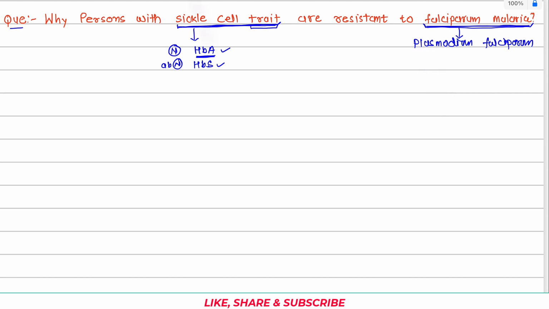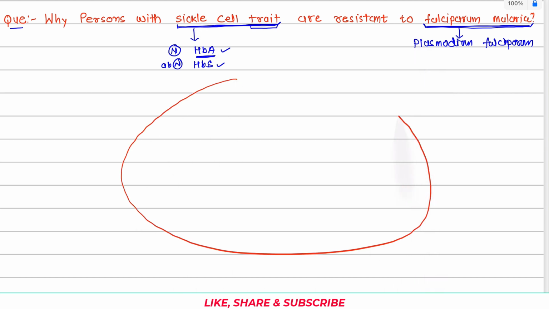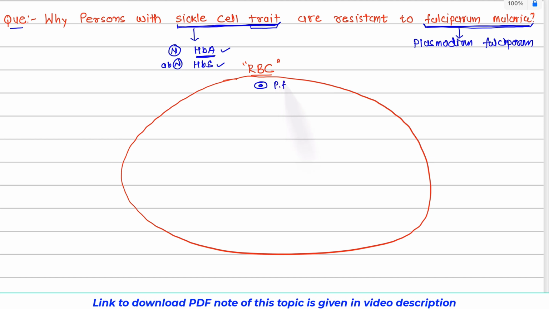To understand this, suppose this is the red blood cell. In short, we can call it an RBC. And this RBC got infected by this P. falciparum parasite. Now when this parasite infects the RBC, it brings down the pH inside the red blood cell. So there is a creation of acidity. It is estimated that approximately 0.4 unit of pH is brought down. That means pH is decreased by 0.4.